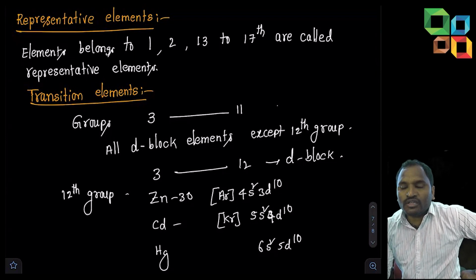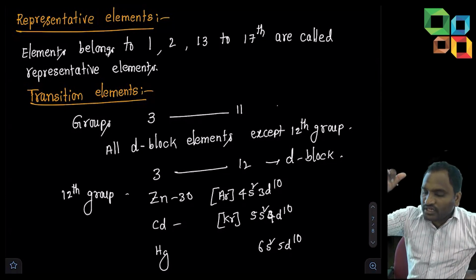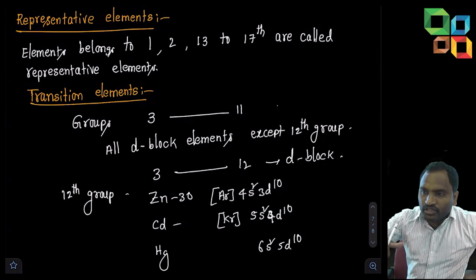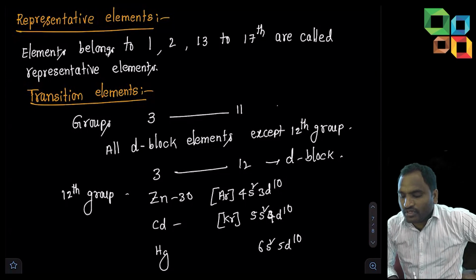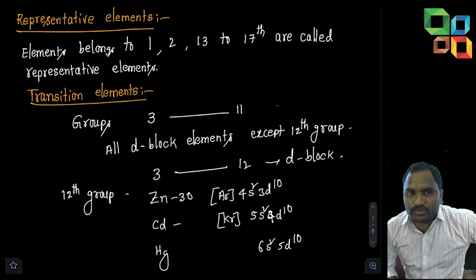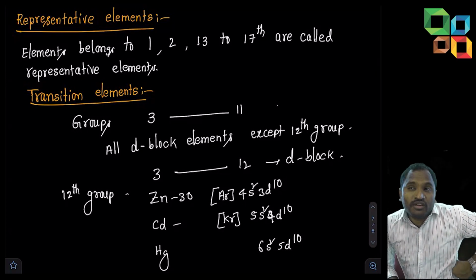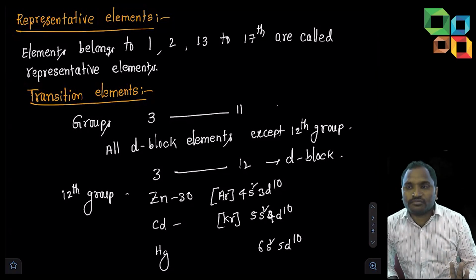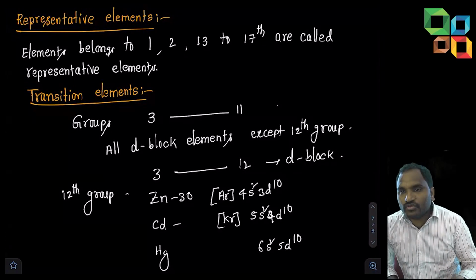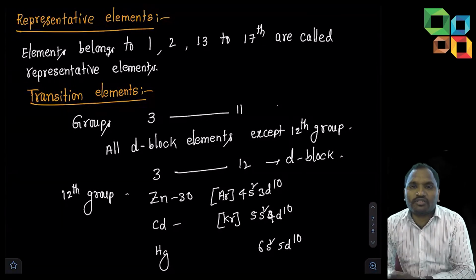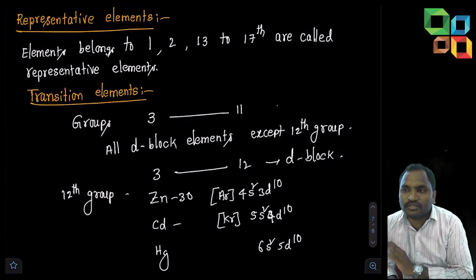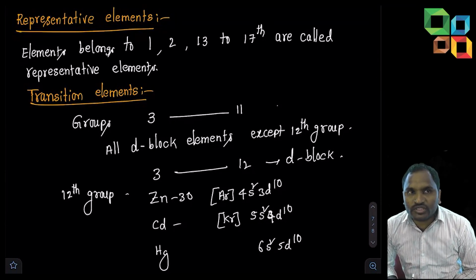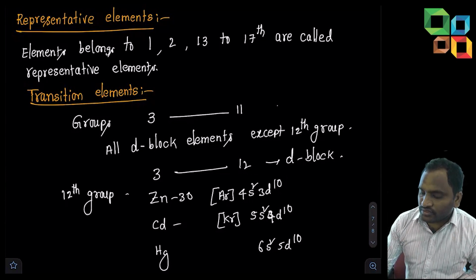Representative elements are S and P except the 18 group. Otherwise group 1, 2 and 13 to 17, except the last group. Here also, among D block elements, the last group, 12 group, will not come under. Most of the people still get confused. What is the difference between transition elements and D block elements? Groups 3 to 11 come under transition elements, the 12th group does not. So groups 3 to 12 are called D block elements, 3 to 11 are called transition.